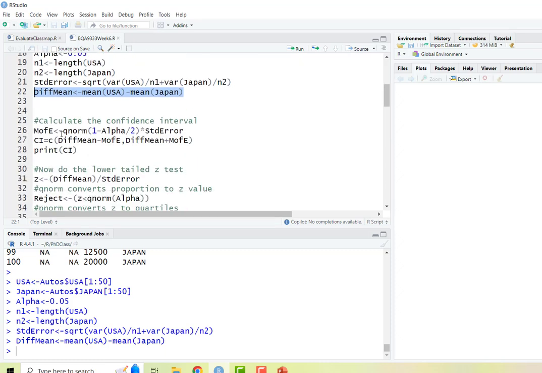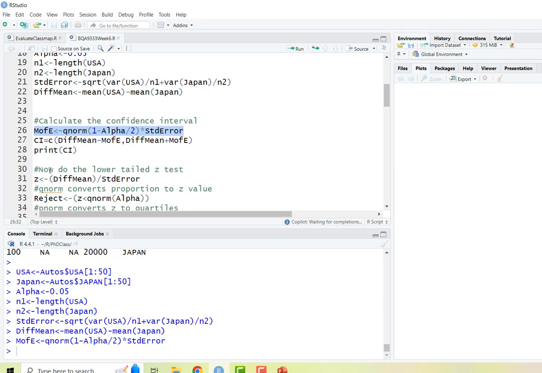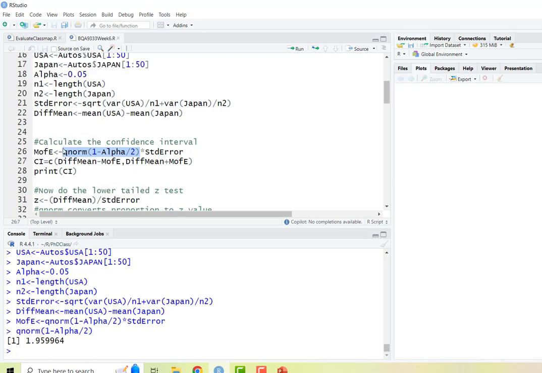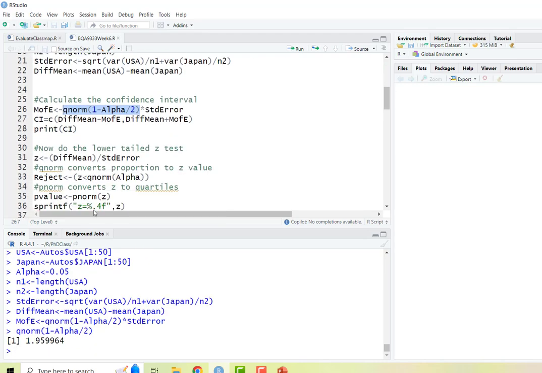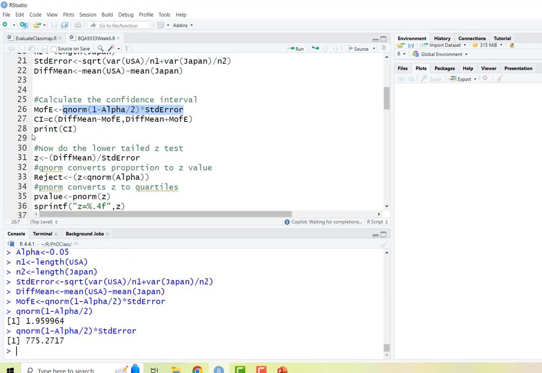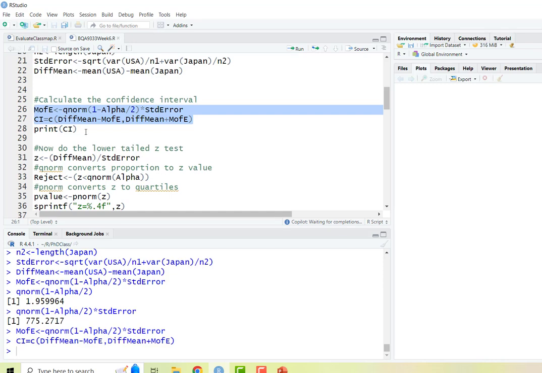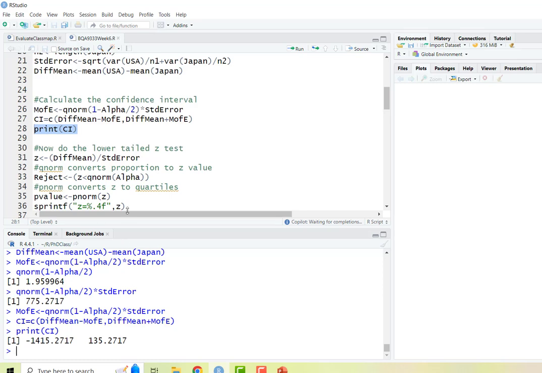And then we're going to do this first as a confidence interval. And again, we use the qnorm to get the 1 minus alpha over 2. We set alpha to be 0.05 at the top, so this gives us 1.96. Multiply by the standard error we've already calculated, gives us our margin of error. And then we just add it and subtract it. And here's our confidence interval. There we go, the same result we got in class.